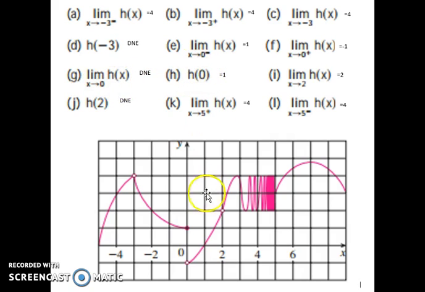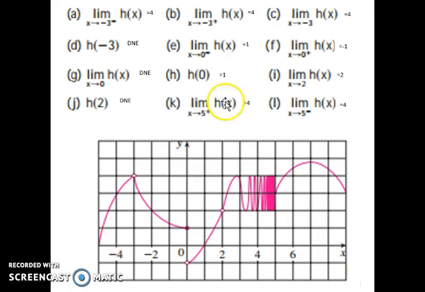Again, h of 0 is asking what value of y happens at 0, and it is here at the solid dot 1. This is a point 0, 1. The limit as x approaches 2, the left hand and the right hand both approach the value of 2. And h of 2, again, if I look for a value here, it has no value. It's a removable discontinuity. It does not exist.